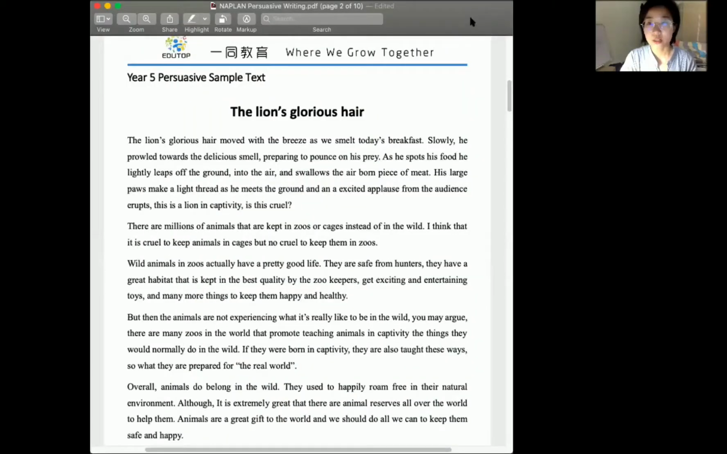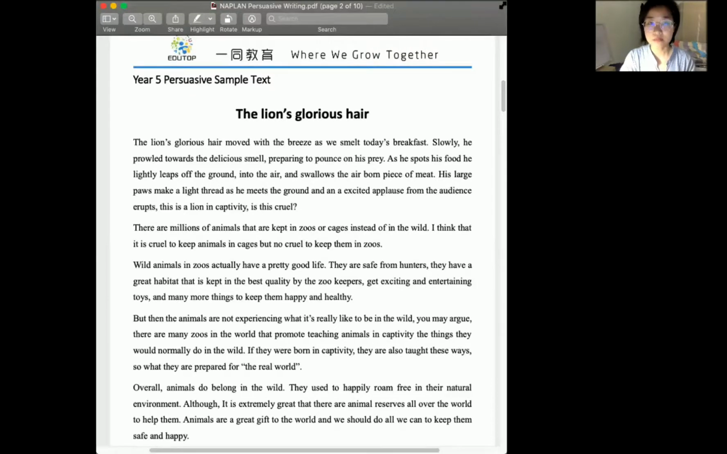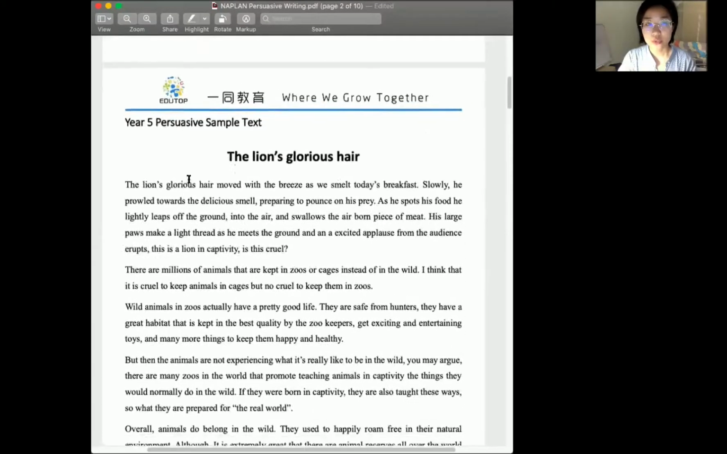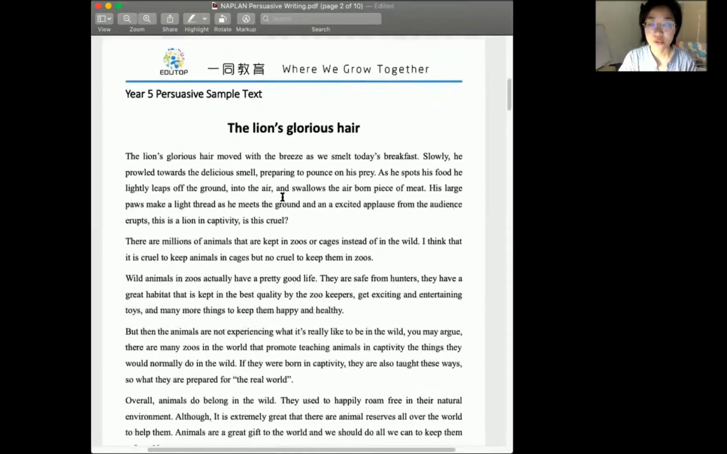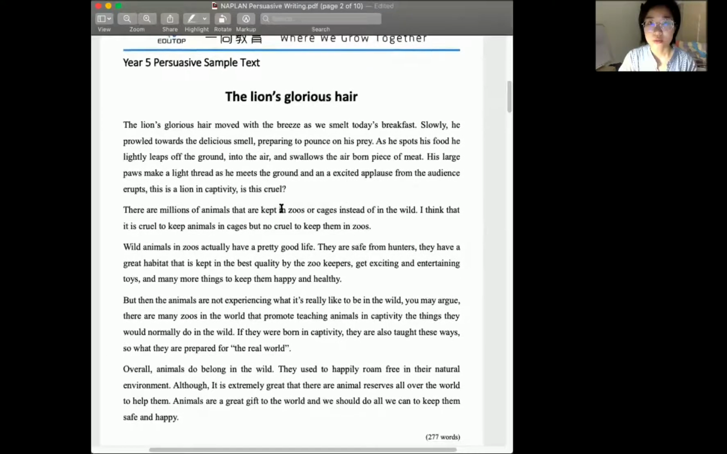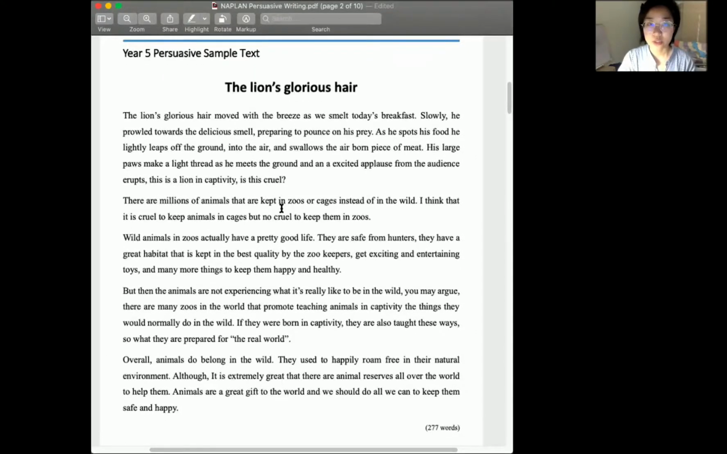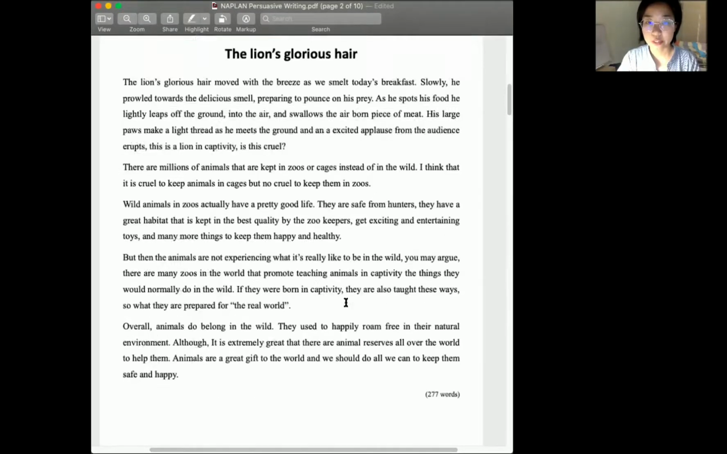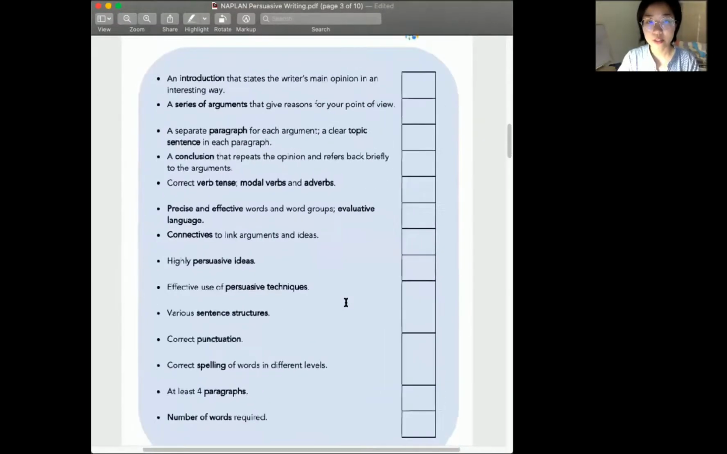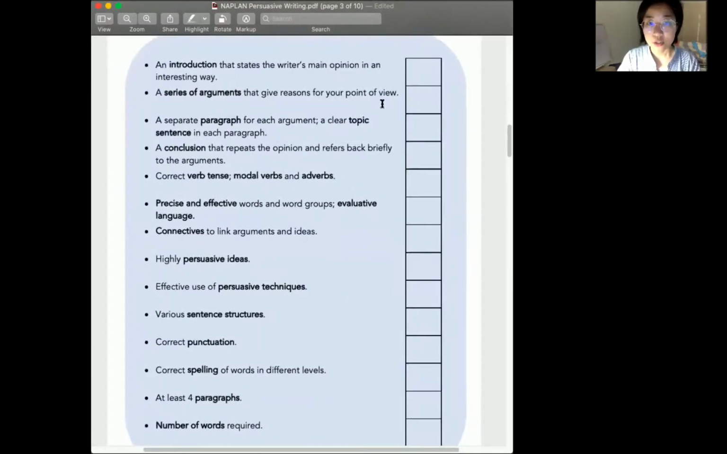So now I'm going to share my screen. This is the material we are going to use for today's lesson. Same as before, we are going to use a year 5 persuasive sample to show you. For both year 3 and year 5 students, I believe you're gonna benefit from this great example. So I will give you some minutes to read through the whole piece. And same as last time, we're gonna use this checklist to go through this example in more detail.